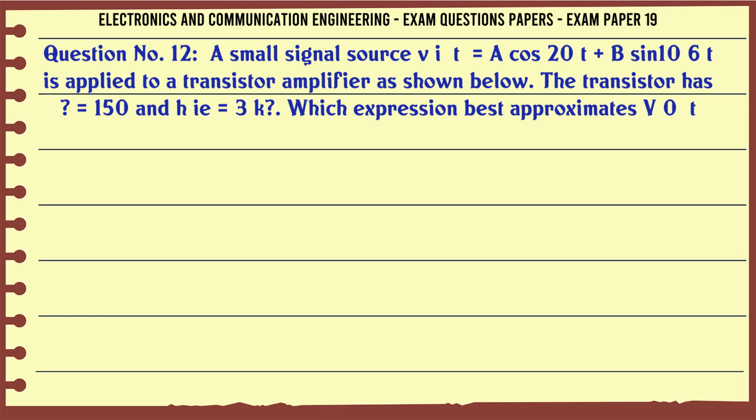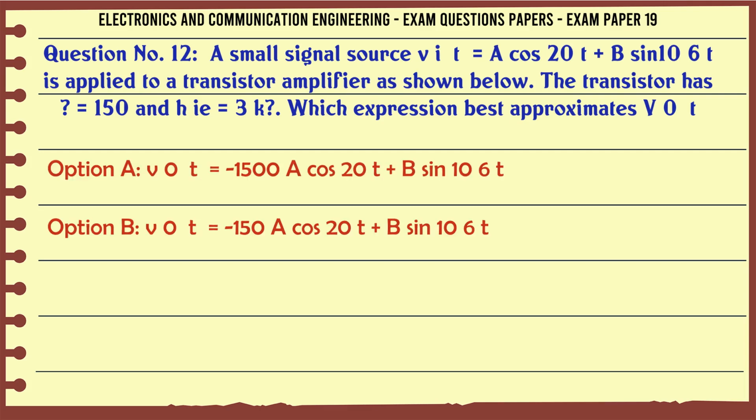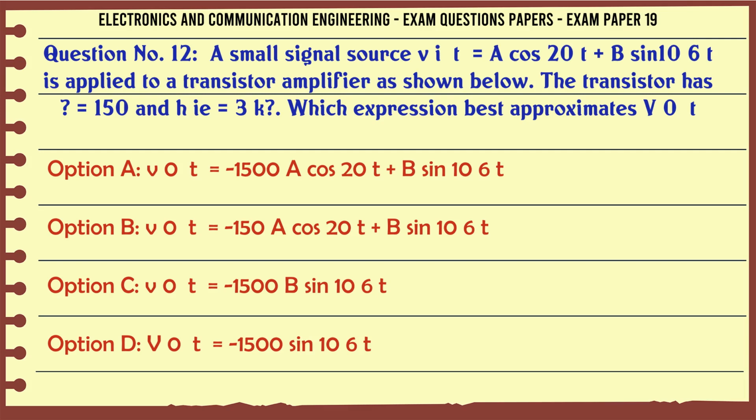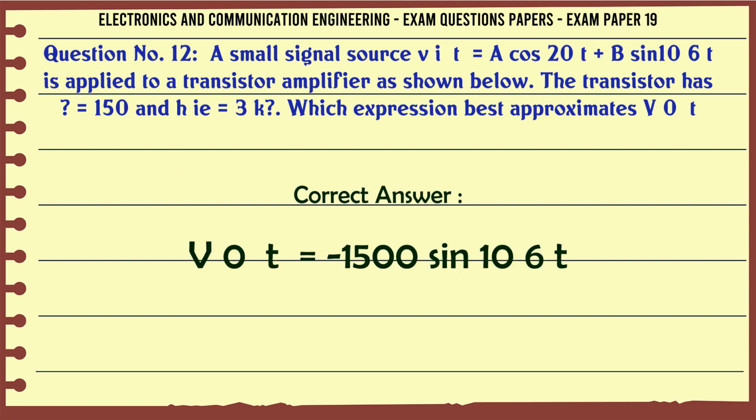A small signal source is applied to a transistor amplifier as shown below. The transistor has the given parameters. Which expression best approximates the output voltage? A. 1500 A cos 20 B sin 1060. B. 150 A cos 20 B sin 1060. C. 1500 B sin 1060. D. 1500 sin 1060. The correct answer is 1500 sin 1060.